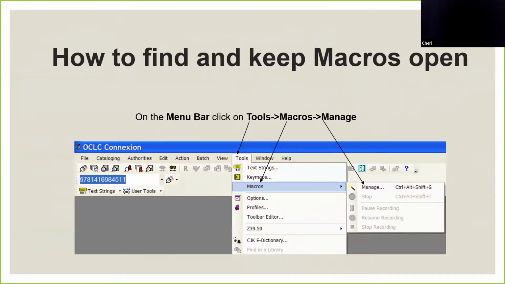Adding and using macros in OCLC can save time by eliminating several steps, whether you're cataloging an original record or editing an existing record. This slide and the next slide will show you how to find where the installed macros are located and how to keep the macros open for easy use. To utilize the installed macros on the menu bar, click on Tools, then Macros, and Manage.